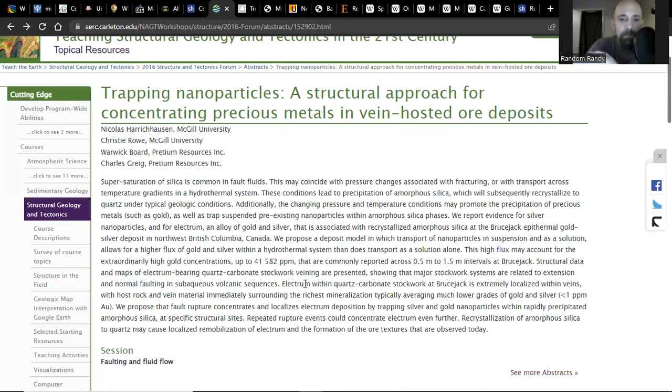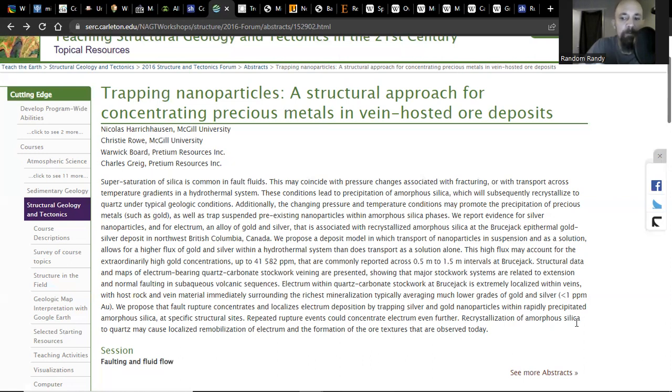Electrum is what the substance containing silver and gold within quartz carbonate rock is called. Okay. So repeated rupture events concentrate the electrum even further. This is why it might be important to create some types of seismic events underground, and may possibly be why some of these seismic events are happening to create this process. Okay. Is some of it natural? Possibly. Is some of it man-made? Also possibly. Okay.